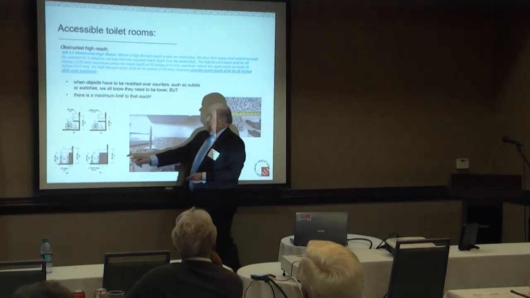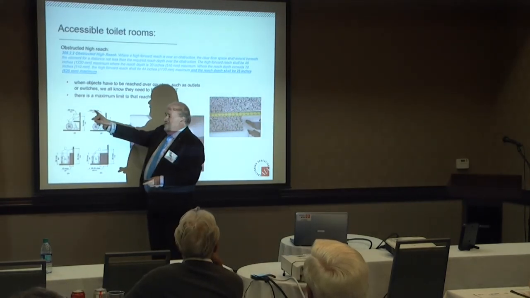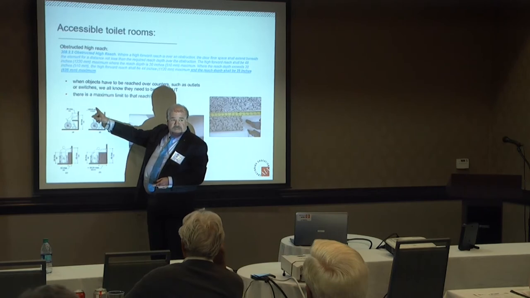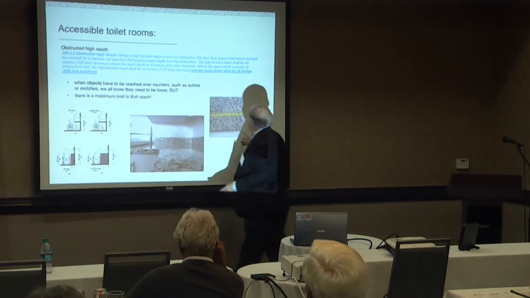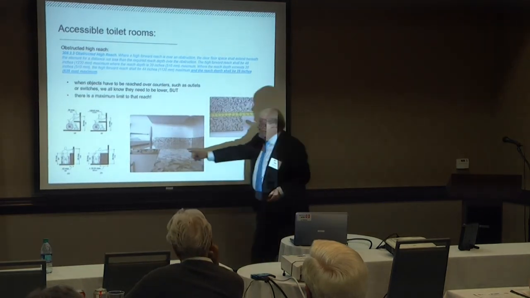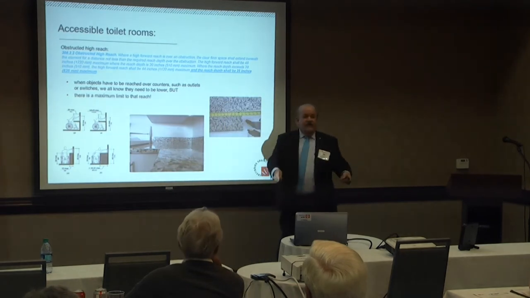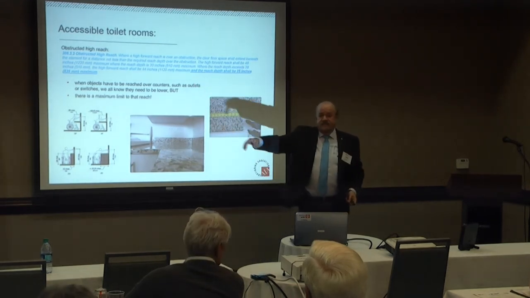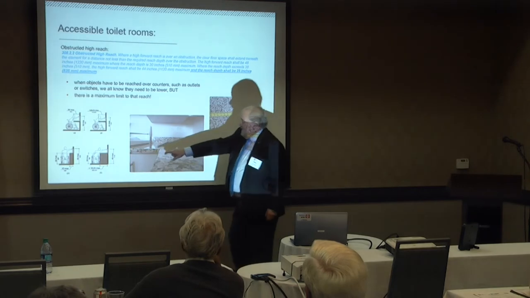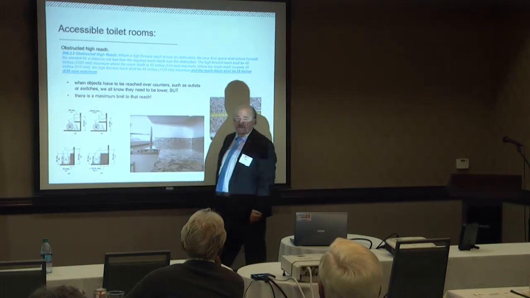Look at what ADA says. 25 is fine for high forward reach, but in a kitchen, and particularly this location, there's no pull-up counter underneath it. You're going to do a side reach. At side reach, that comes down to 24 max.